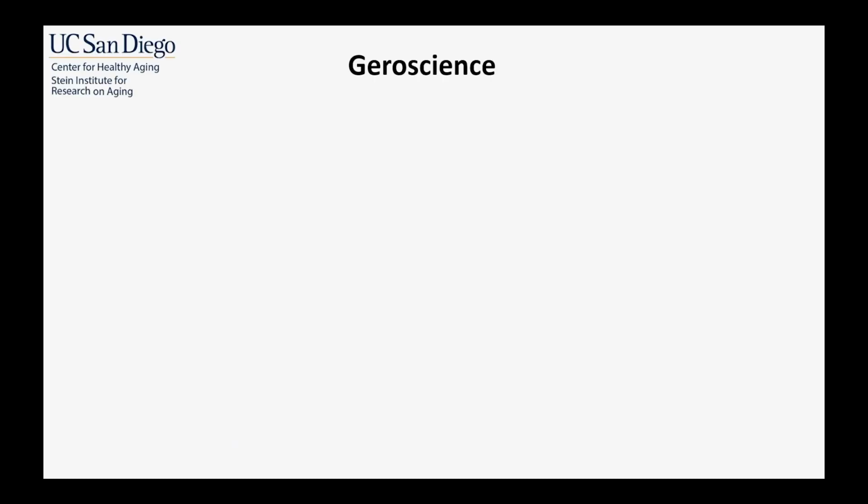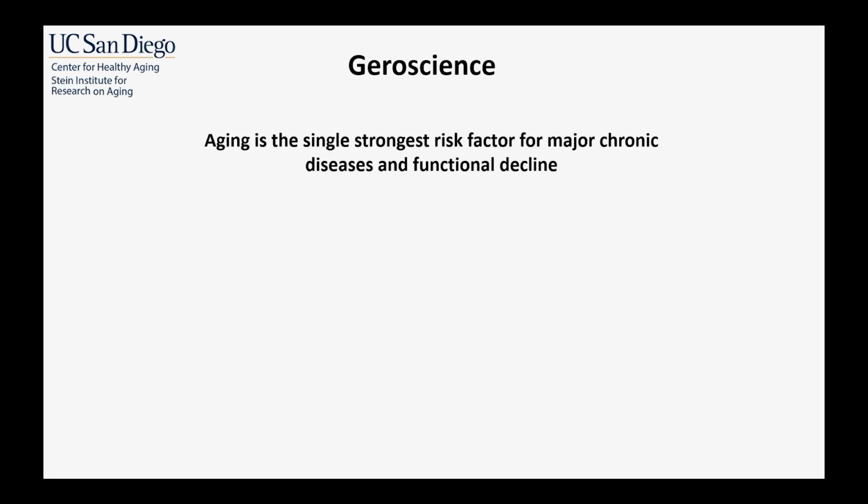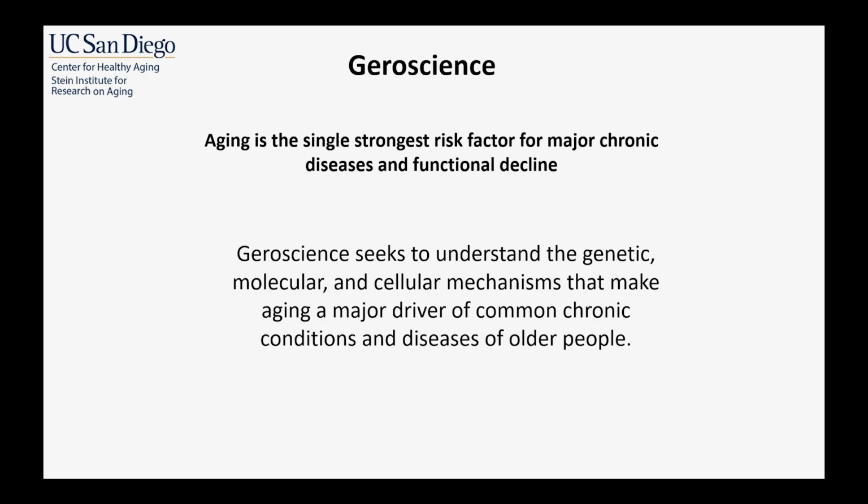So much of the research being conducted by my laboratory is driven by the principles of geroscience. This field was born from the recognition that aging is still the single strongest risk factor for major chronic diseases and functional decline. Therefore, as geroscientists, we're working to understand the genetic, molecular, and cellular mechanisms that make aging the driver of common chronic diseases that older people experience. But what's important are the implications of this hypothesis. And I think these implications are quite important for healthcare, and in particular, geriatric medicine.